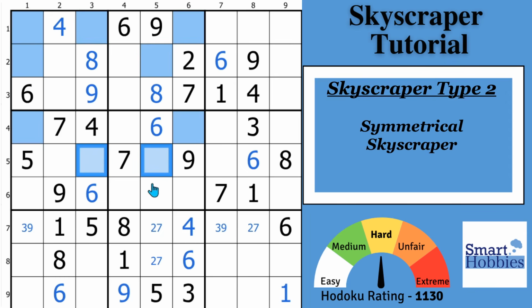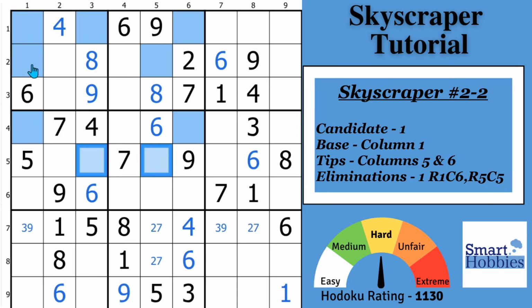So another way you could see a skyscraper is if you looked across like we did in the first example. You might see that this is the base of a skyscraper, and these are the tips. Okay, if you found this skyscraper, then you'd be able to eliminate 1s from these 2 cells. Okay, but we're not done. There's another skyscraper you can find.